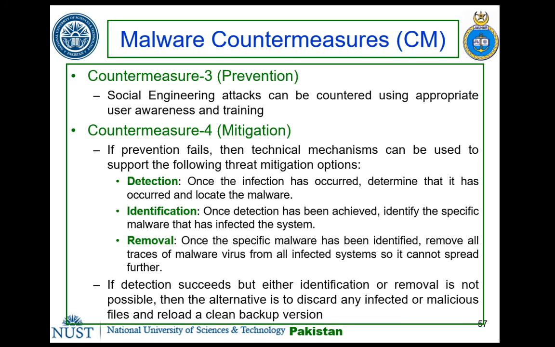Countermeasure 4 is related to mitigation. If prevention fails, the technical mechanisms can be used to support threat mitigation options, which are detection, identification, and removal. First of all, detection. Once the infection has occurred, determine that it has occurred and locate the malware. The second is identification. Once detection has been achieved, identify the specific malware that has infected the system. And the third one is removal.